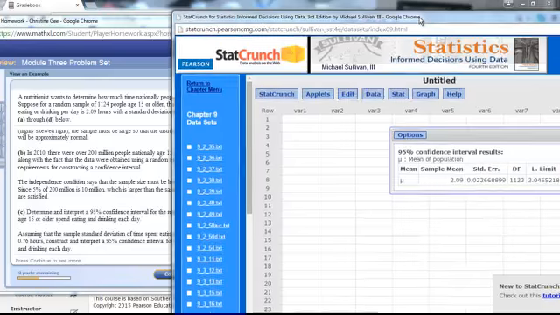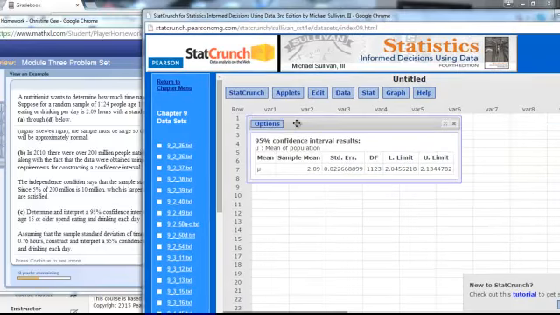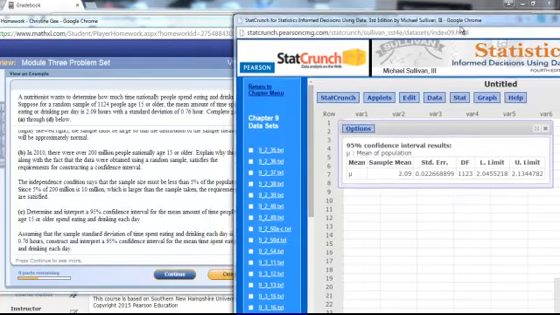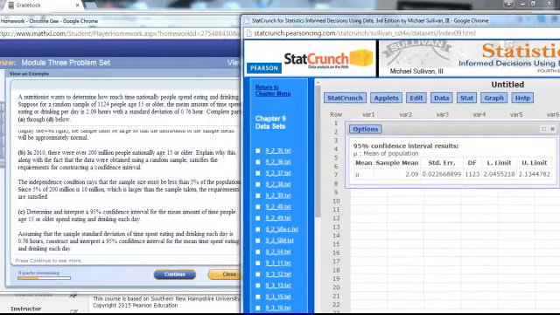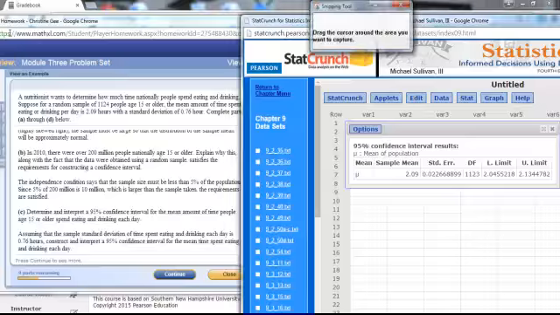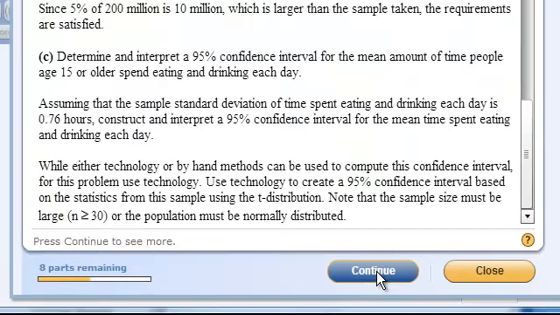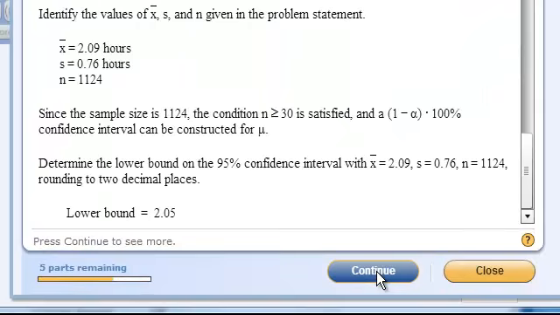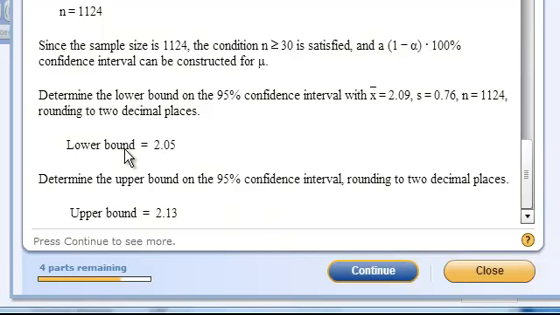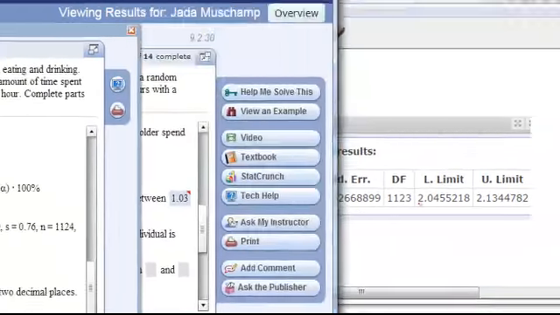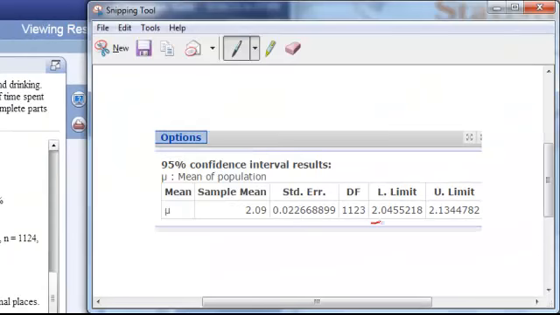And then here we have our lower and upper limit for our confidence interval. Let me screenshot it, and then we'll make sure that this is correct. Here's the lower bound, 2.05. I don't even need to pull up my screenshot, it's right there. When we round, it's 2.05, and then 2.13 for the upper bound. So that looks right on track.